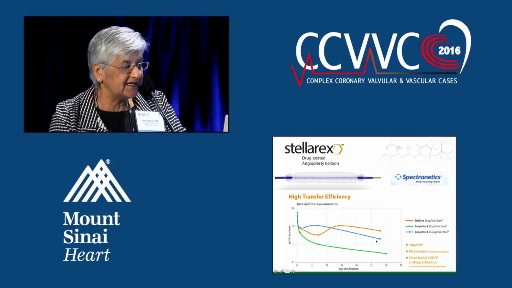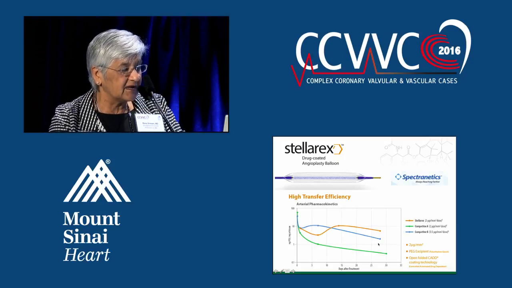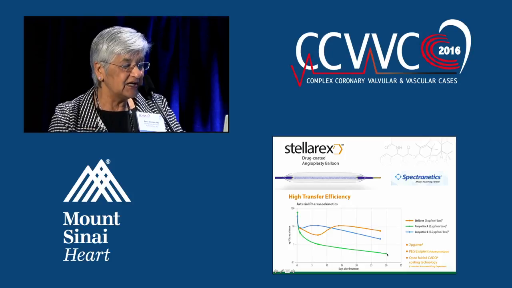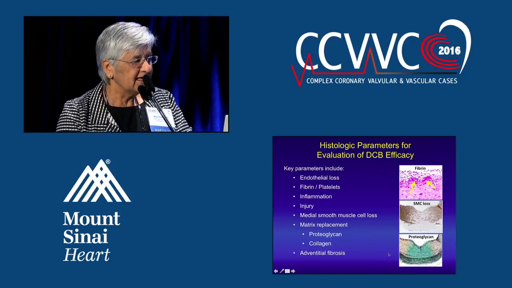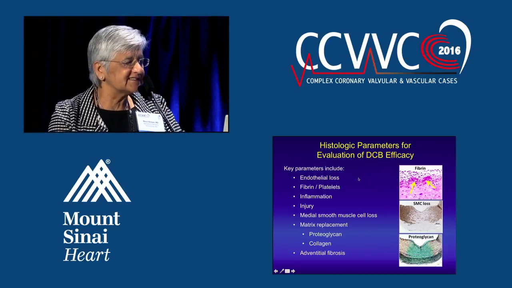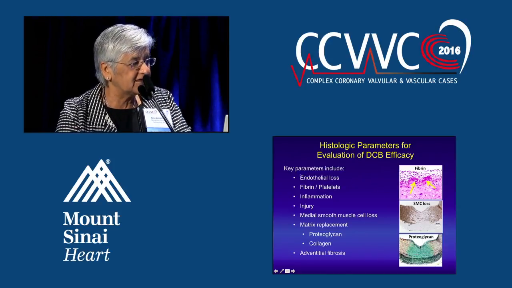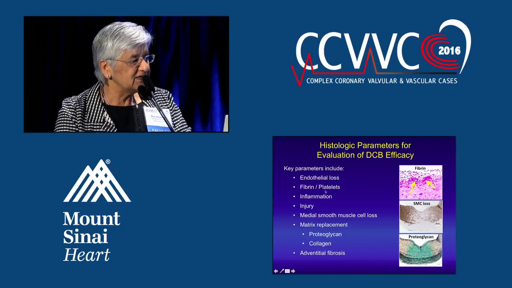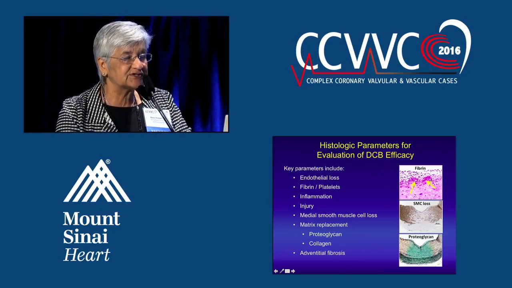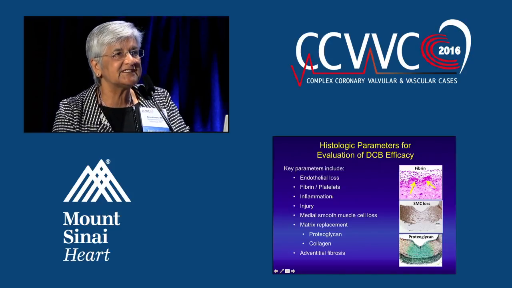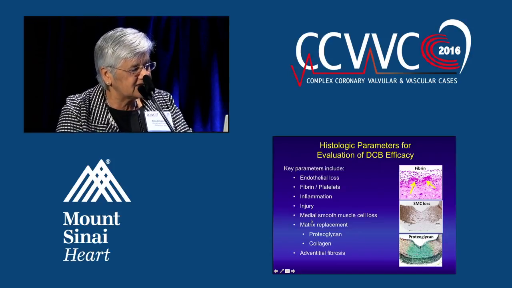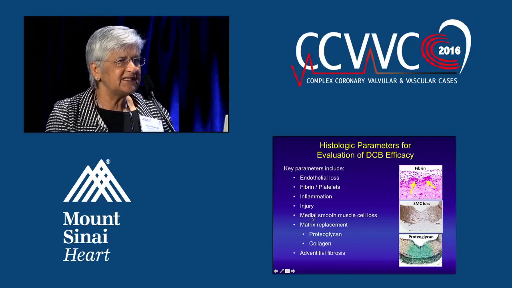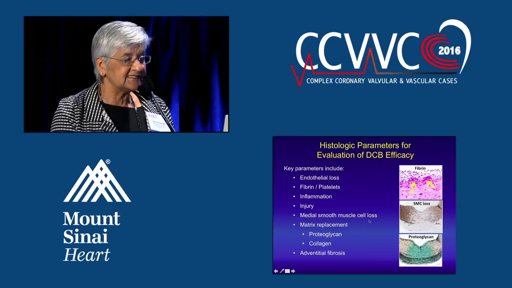When you look at 30 days, these are comparators, stent A and drug-coated balloons A and B, with 2 microgram as well as with a 3.5 microgram. So what are the histologic parameters that we ought to look for? The key parameters are endothelial loss. You should look for fibrin platelet deposition as shown here. You should look for inflammation, which is usually very low. If you look at injury, there should be injury in the arterial wall. And to me, the most important is smooth muscle cell loss. This is both circumferential as well as transmural.